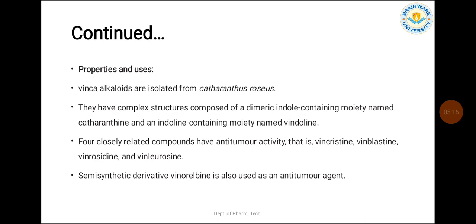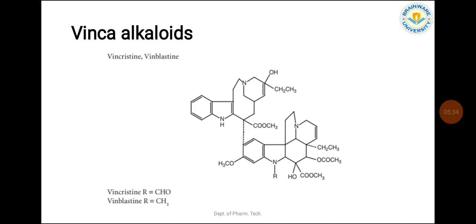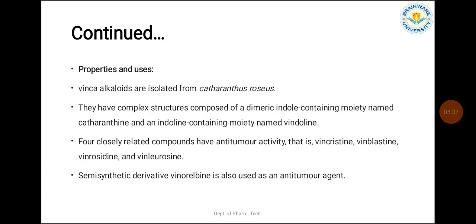Now properties and uses. Vinca alkaloid is isolated from Catharanthus roseus, the natural plant. They have a complex structure composed of a dimeric indole-containing moiety named catharanthine and an indole-containing moiety named vindoline. See, we are just showing the structure again here. Two indole groups are there. So four closely related compounds have anti-tumor activity: vincristine, vinblastine, vinrosidine and vinleurosine. A semisynthetic derivative of vindoline is also used as an anti-tumor agent.